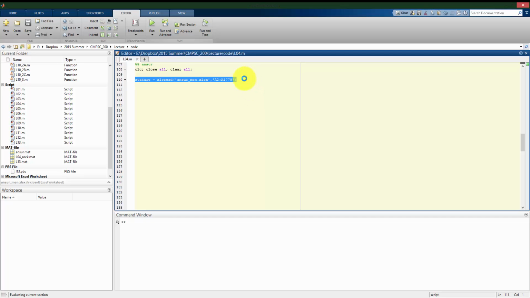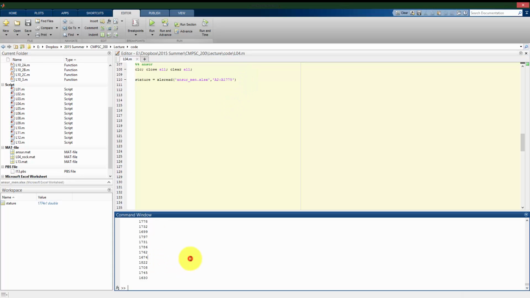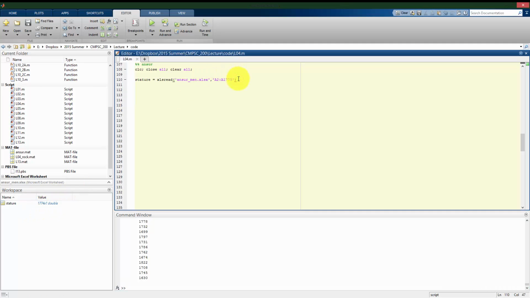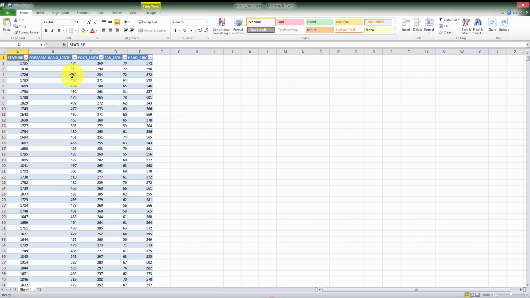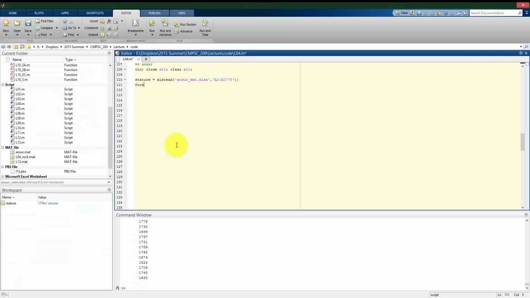So if I run this, it's just bringing in all of those stature measurements, again measured in millimeters, and we see that we have 1,774 values. And I'll suppress this because I just want to save it in the variable. I don't want to actually see it. If we look at the second, we have our forearm hand length. I'll just call this forearm in MATLAB. Copy this over. So this is going to be the B column from 2 to 1775.